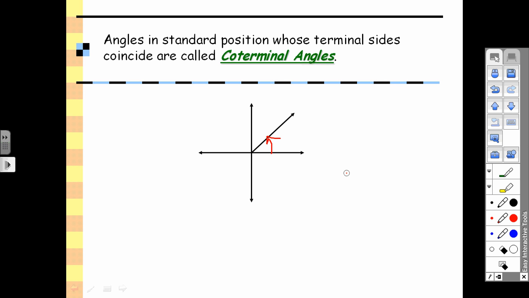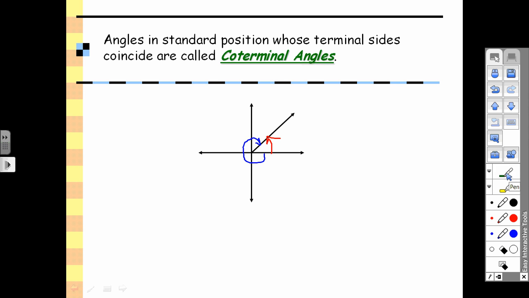There's a 45-degree angle. But who's to say that I didn't go around in the other direction? Maybe I went in this direction and I landed here. That's going to give me another degree. So this is a positive 45 degrees, but this is going to be a negative 315 degrees. So those have different measures and they had different directions, but they both shared the same ray. So those two angles are considered to be coterminal.